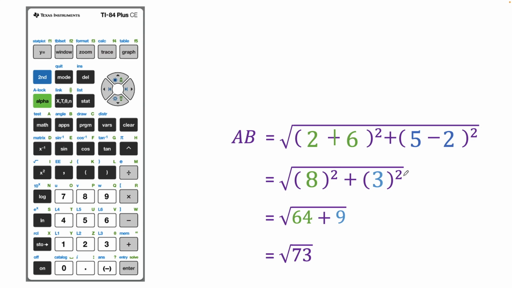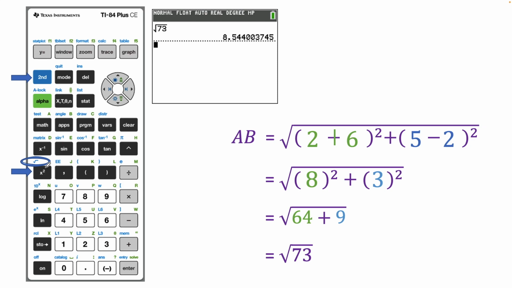And in order to put the square root sign here, you see that? Look right here. It's above the square sign, the little square root. It's hiding, so to get to it, you hit the second button and then the x squared button and put in 73. Square root of 73 is, there we go, once again, 8.5.